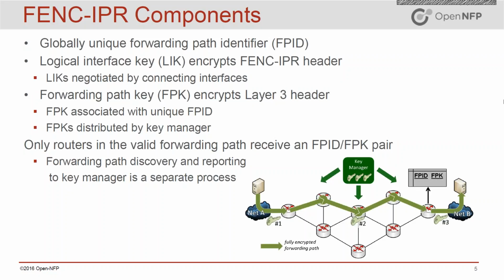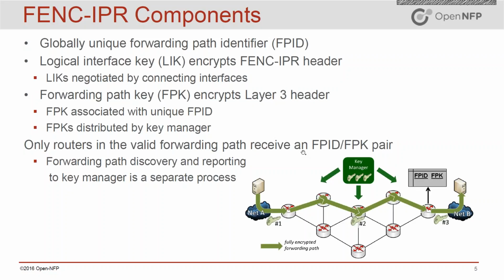So we've got logical interface keys, for example, between this router interface and that router interface. Those two do a key exchange, and then the FENC-IPR header gets encrypted by that. So for all of the traffic between those two interfaces, the FENC-IPR headers get encrypted. And then the forwarding path ID for this forwarding path tells which forwarding path key, FPK, to use to encrypt the layer 3 header. So only routers with that valid forwarding path FPID, FPK pair can decrypt packets and actually do forwarding, do routing here.